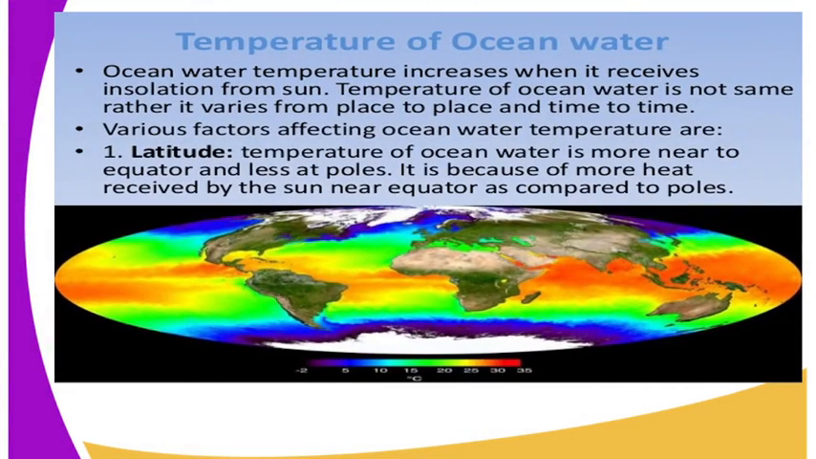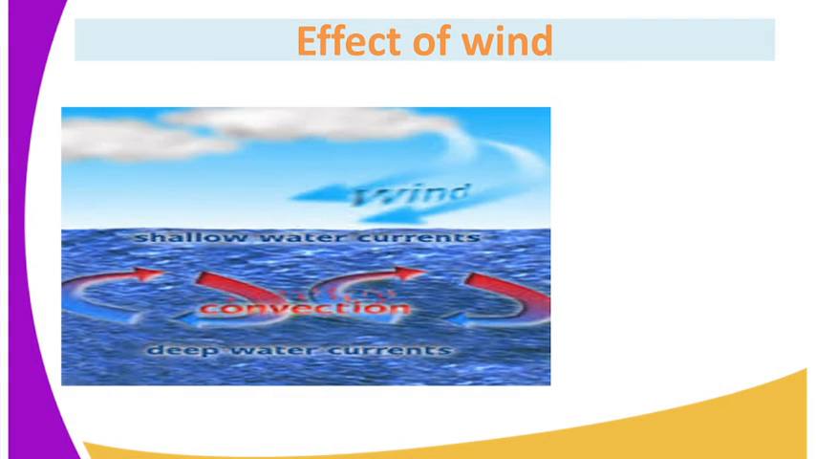We can have a closer look at temperature of ocean water. Ocean water temperature increases when it receives insolation from the sun. Temperature of ocean water is not the same, rather it varies from place to place and time to time. Various factors affect it, and we can see the effect of wind, that is convection currents arising. And that marks the end of today's lesson.